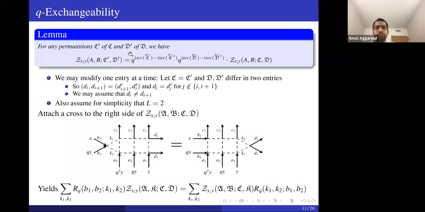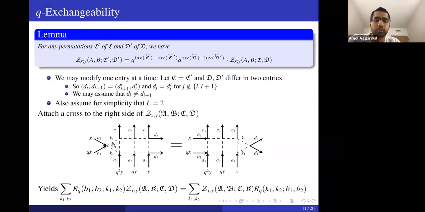Okay, let me also assume for simplicity that L is 2. I mean, you'll see by the proof that this condition is completely irrelevant. It will just make my drawing of partition functions a little bit easier. You can easily extend this argument to bigger values. Okay, so the proof will proceed as follows.